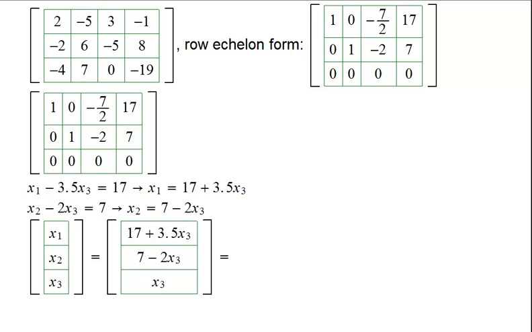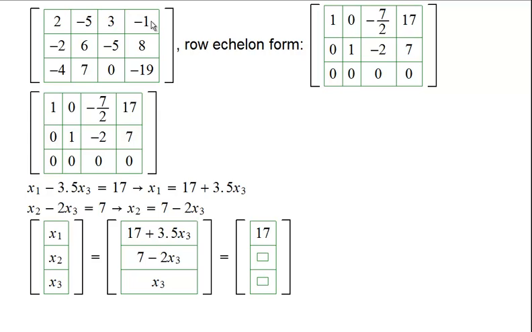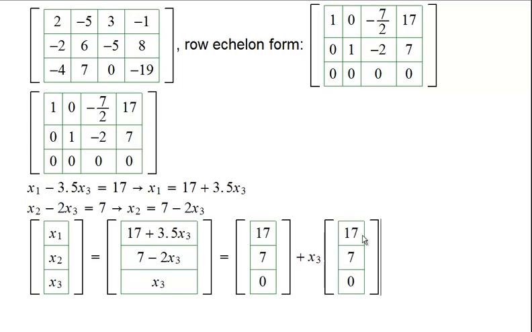So we can write it as 17, 7, and there I'm going to write 0, because the next one I want to write as a multiple of x3. So here we go: 3.5, then negative 2, and then 1, right? Are we good or not? That's what the answer should be.